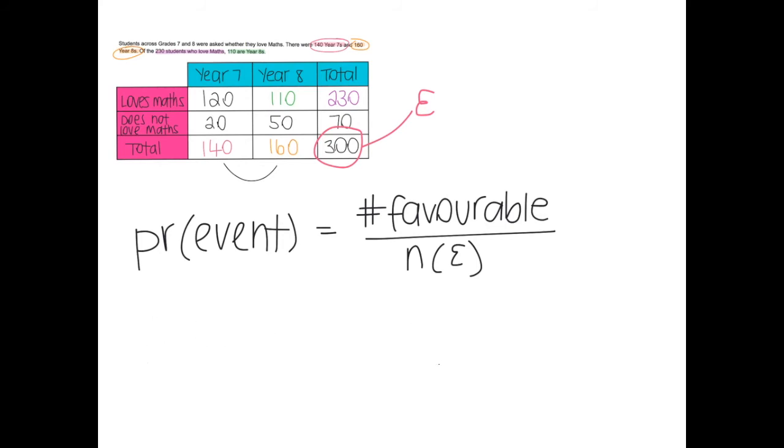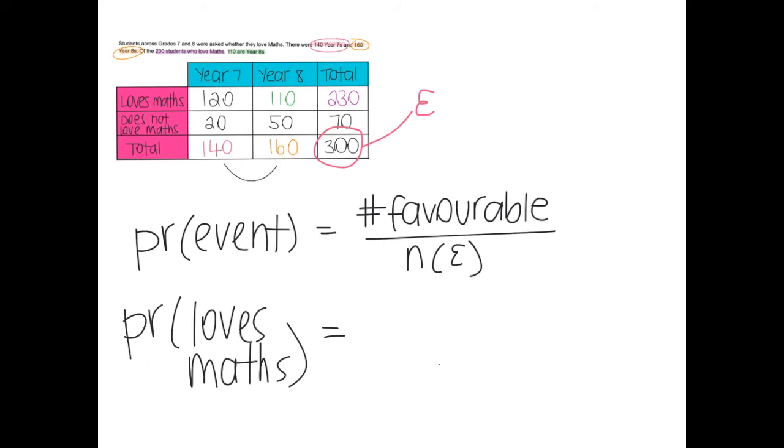Then again, if I were to calculate the probability that a student selected at random loves maths, I would do the same formula. So probability of event is the number of favourable outcomes over the number of items in that universal set. So probability that was loves maths. The probability of that, I'm going to look in the first row of data. So looking across loves maths, there are 120 Year 7s, 110 Year 8s, which gives me a total of 230. And my universal set is 300.